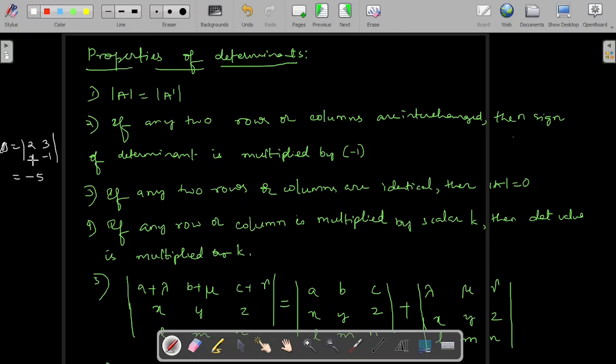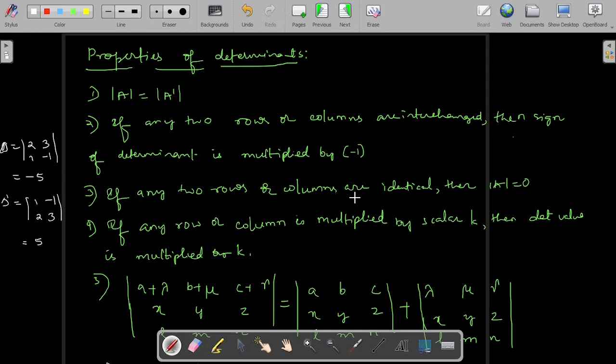I will interchange these two rows. Delta dash is equal to 1, minus 1, 2, 3. Without evaluating, directly you can write the value of the determinant as 5, because if any two rows are interchanged, then the earlier value, minus 5, should be multiplied by minus 1, so it becomes plus 5. So you can check also: 3 plus 5.